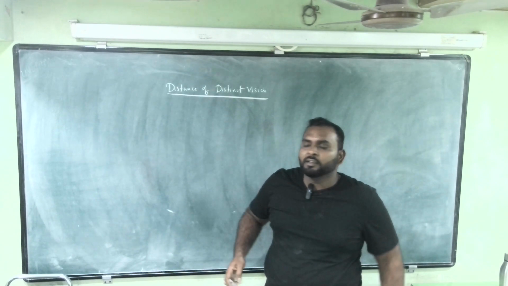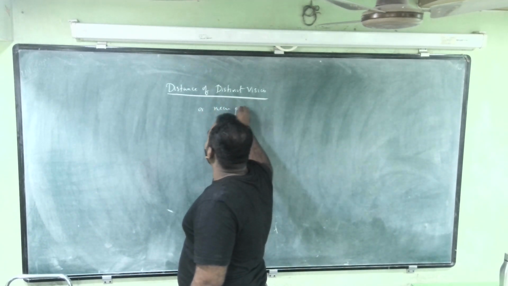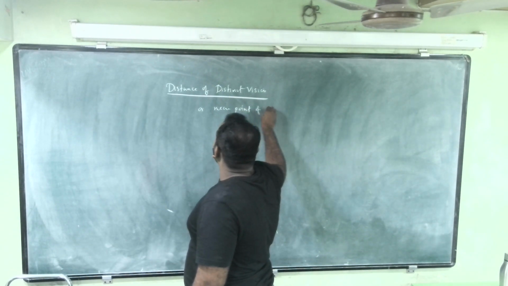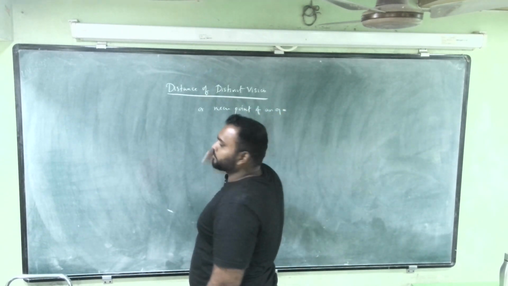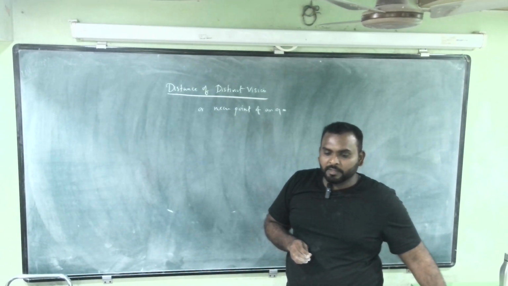Distance of distinct vision. The distance of distinct vision is also called the near point of an eye. What is it called? This is called distance of distinct vision.